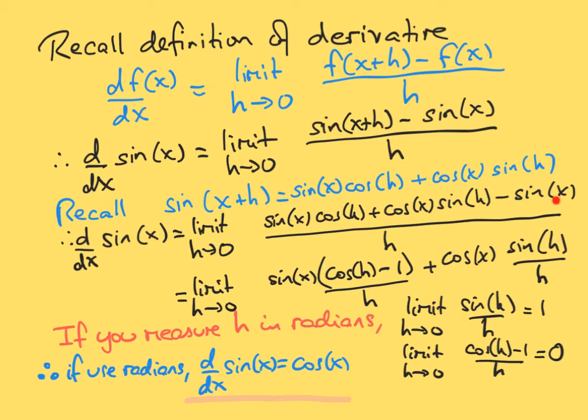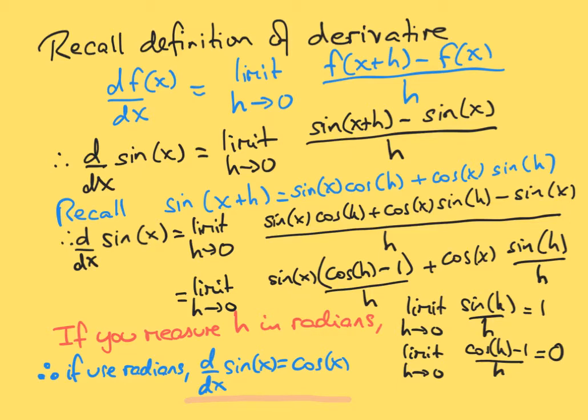Now, when we look at this, this is looking complicated, but we have separated out the x and h dependence here. And we see there is a sine of x here and a sine of x here. So those two terms naturally go together. And I'm just breaking up this fraction as a sum of two fractions. So we have sine of x times the cosine of h minus 1, all divided by h, plus, and then we have this term, the cosine of x times the sine of h, all divided by h.